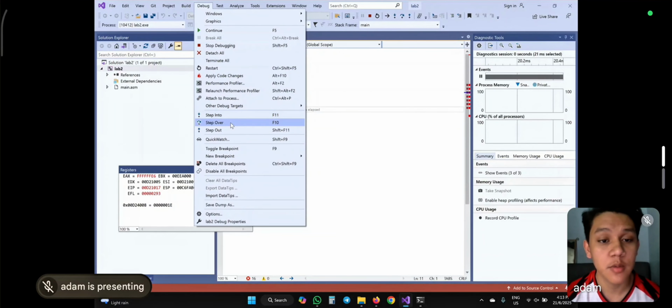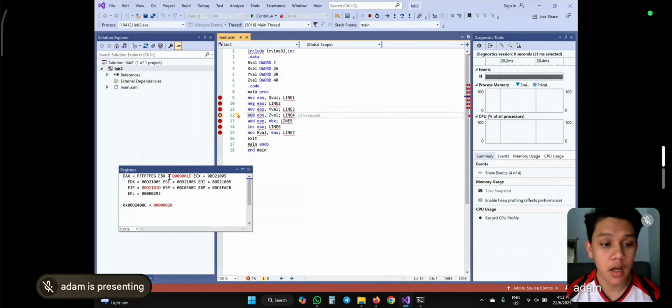So step over again. We can see here the register EBX has changed. This is because we are moving the value of Yval, which is 30D, into the register EBX. And 30D in hexadecimal is 0000001E. Okay, next.